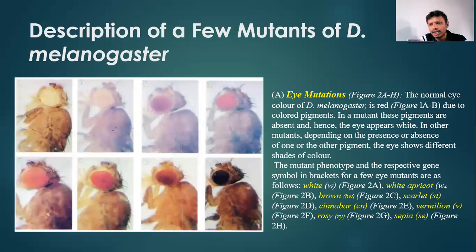I'll describe here the different types of mutants in the case of Drosophila. When we hear the name Drosophila, we get variants. One of the most important variants we try to understand in the case of Drosophila is the I mutations.